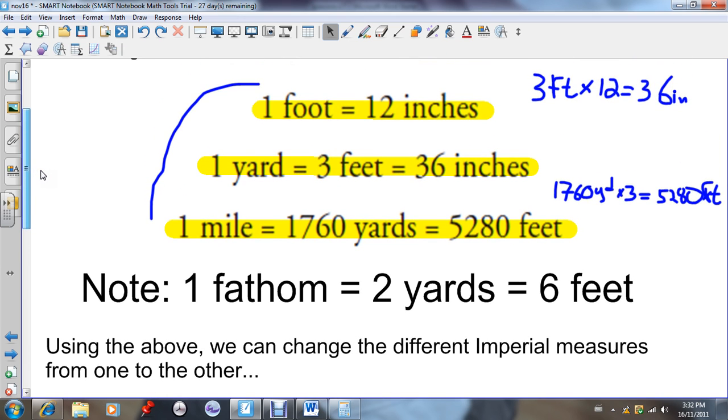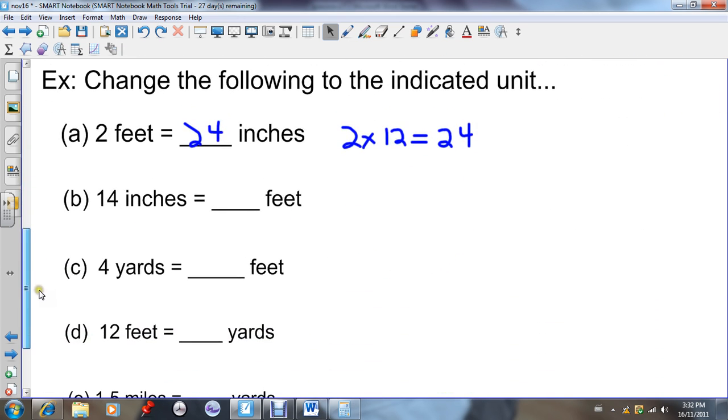We know that 12 inches equals 1 foot. So in this case, we're going backwards, from inches to feet. What's the opposite of multiplying? That's right, it should be dividing. So this time, instead of multiplying by 12, we're going to divide by 12.